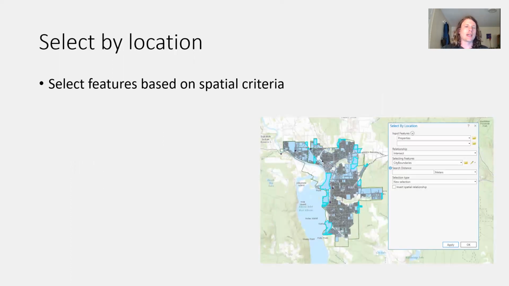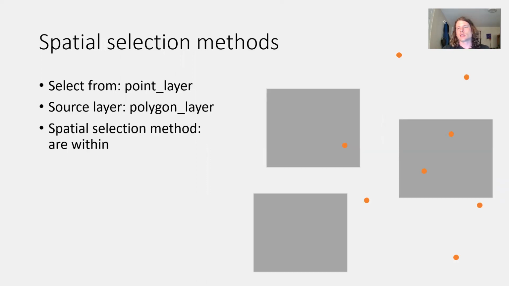So select by location is selecting a feature based on some spatial criteria. Say it intersects, or it's within a certain distance, or it contains something. So I'm just going to walk through a couple different spatial selection methods. You can select from a point layer, where a source layer is the polygon layer, and the selection method is within. So you would select all the points that are within the polygon.